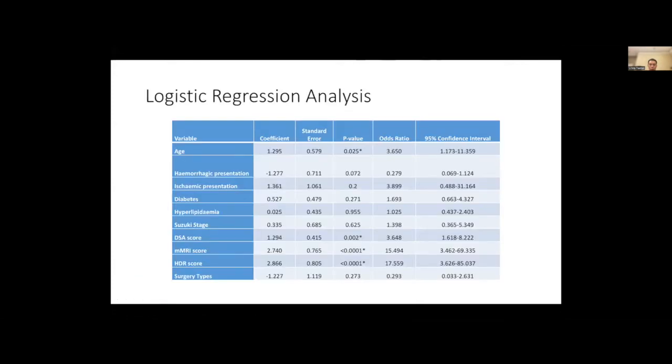So those are the univariate analysis, but ultimately there will be confounding factors. And in order to take into account all the confounding factors, we do this logistic regression analysis. And we find that the factors that are still statistically significant will be the age, still at 0.025, and then angiographic score, modified MRI score, and hemodynamic score. So everything else that we see from the univariate analysis is no longer statistically significant. As you can see here, Suzuki stage, not anymore. We also put in the bypass type, and even though there is this trend, there is no statistically significant difference here.